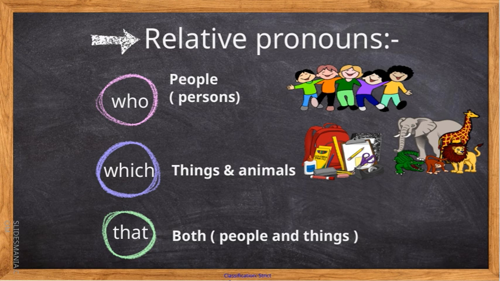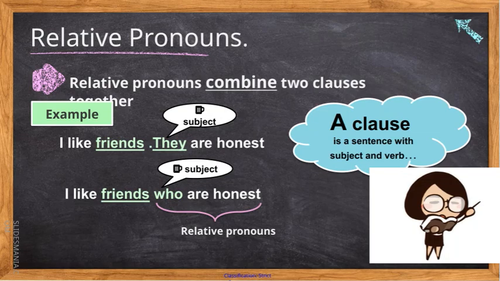more engaging. Let's take a closer look at what a clause is. A clause is basically a part of a sentence that contains both a subject and a verb. It can stand alone as a complete sentence or be part of a larger sentence. Now, moving on to relative pronouns. These are special words that help us connect two clauses together smoothly.